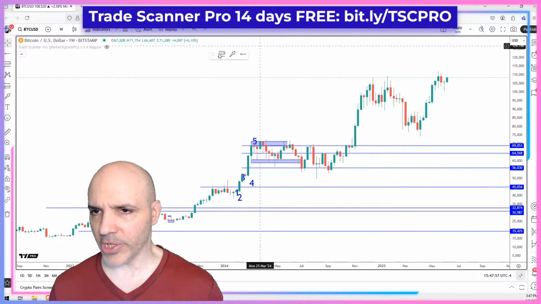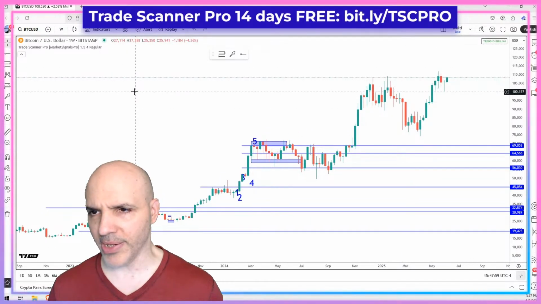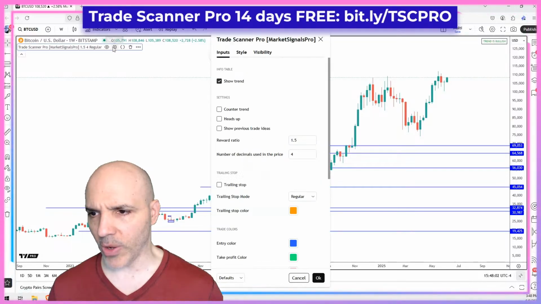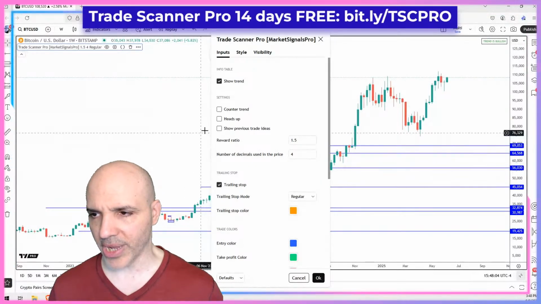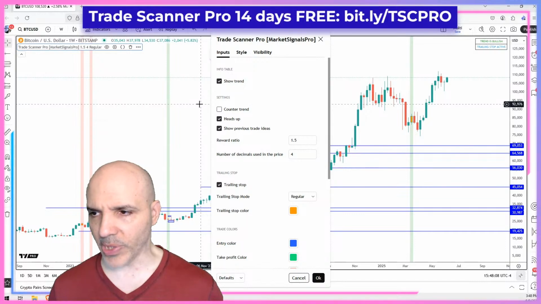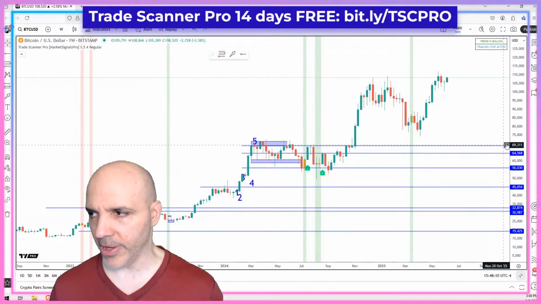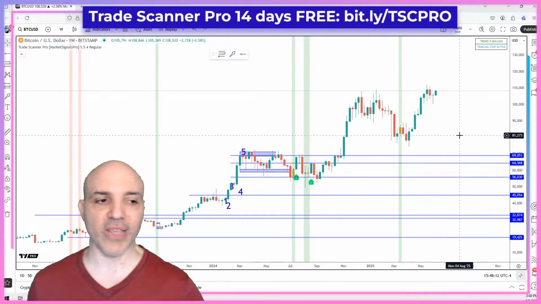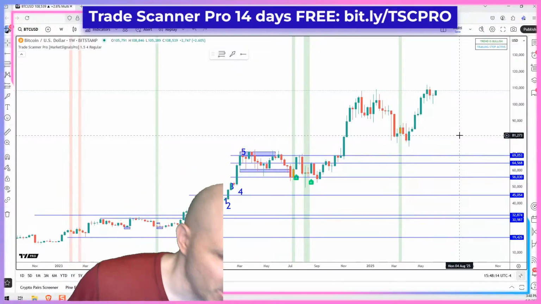So here's what I want to do here. I want to turn the Trade Scanner Pro on. Let's make sure that when you're using the Trade Scanner Pro, you make sure these boxes are filled. And let's just look at some bigger picture stuff here. The trend is, I don't have to even do trend analysis. We know what that is.